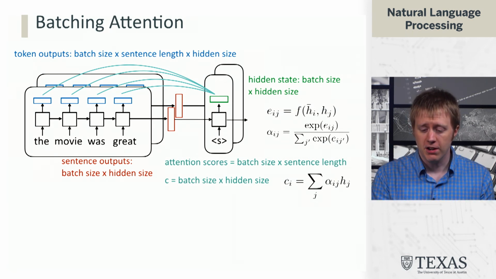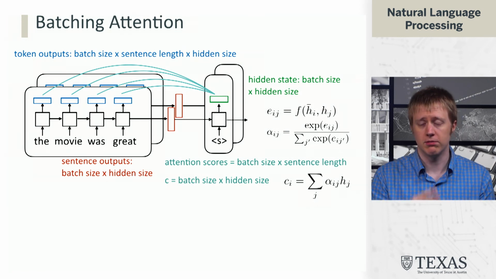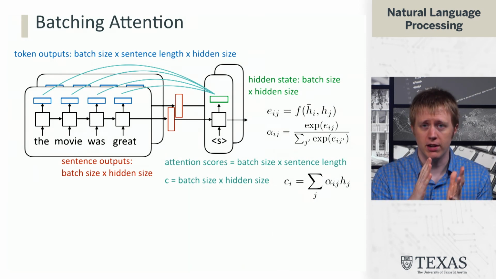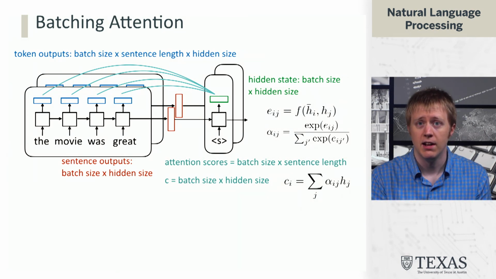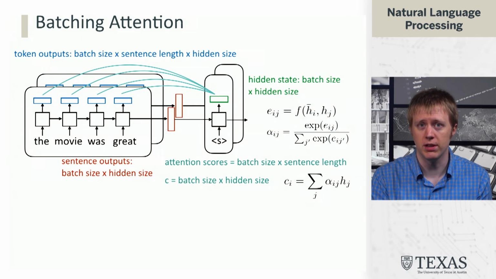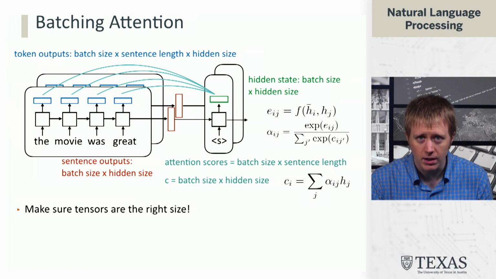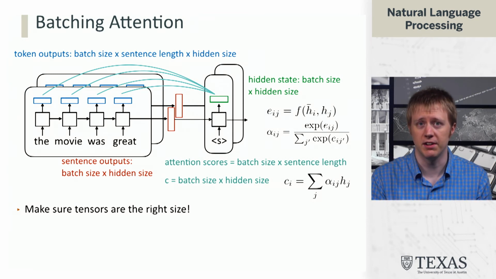So it's very important when you're implementing this to essentially make sure all of these tensors are the right size, and make sure that at each step you're doing the right operations and reducing or summing out the right stuff, because it's very easy to sum over the wrong dimensions and then things don't match, and then it totally breaks. So that's the kind of advice here about how to batch this up.